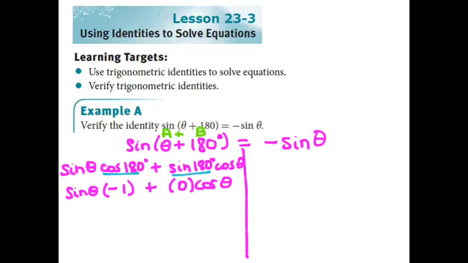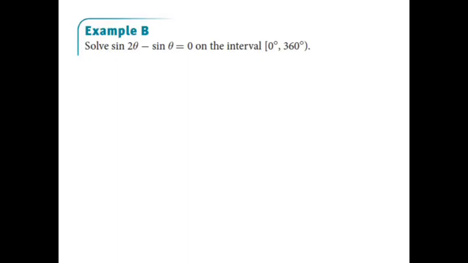So sine times -1, I can just rewrite that as negative sine theta, plus 0 times cosine theta, which of course is 0, and negative sine theta plus 0 is negative sine theta. And so both sides match, and we have verified that the identity is true. Let's move on to example B.